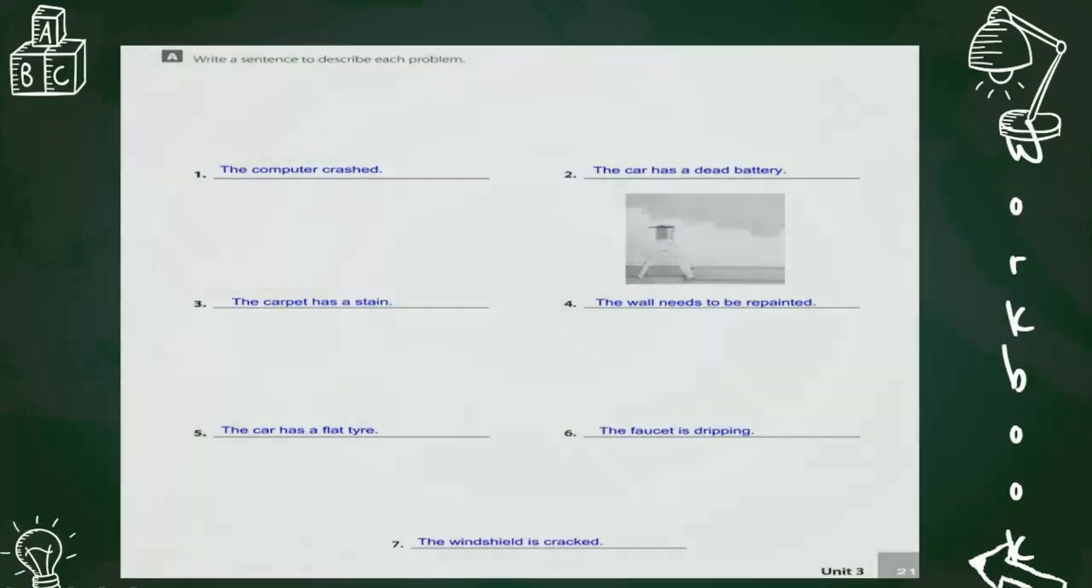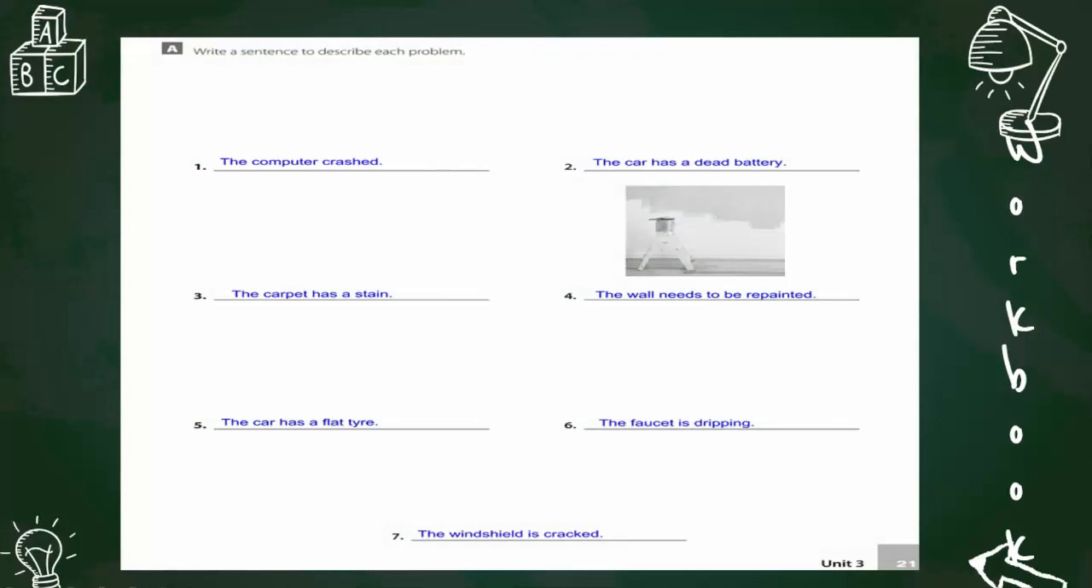Workbook. Okay, dear student, this section of the workbook relates to our lesson today. Page 21.